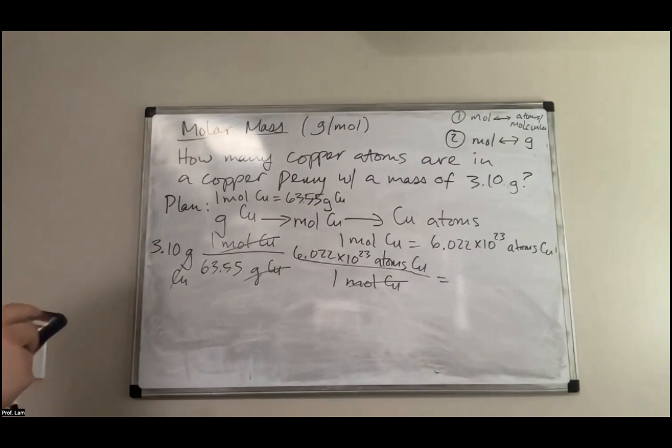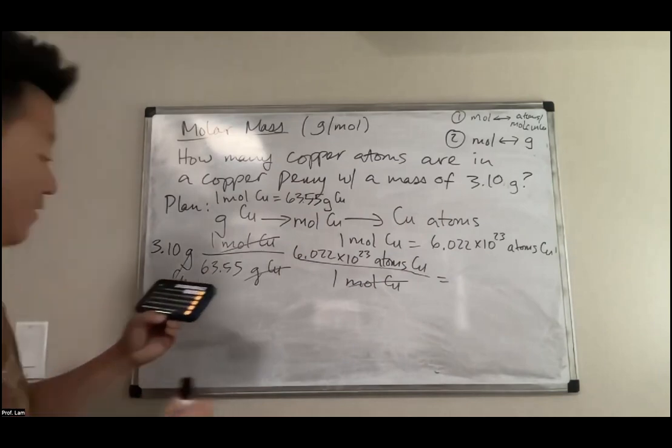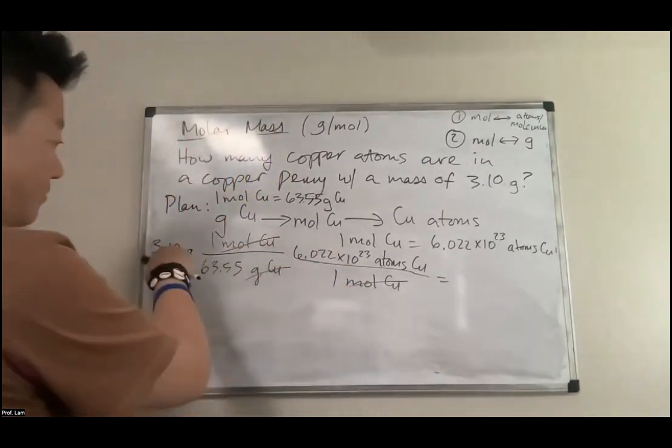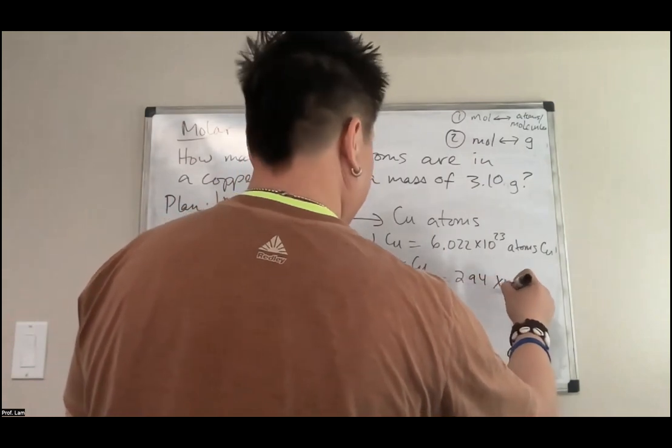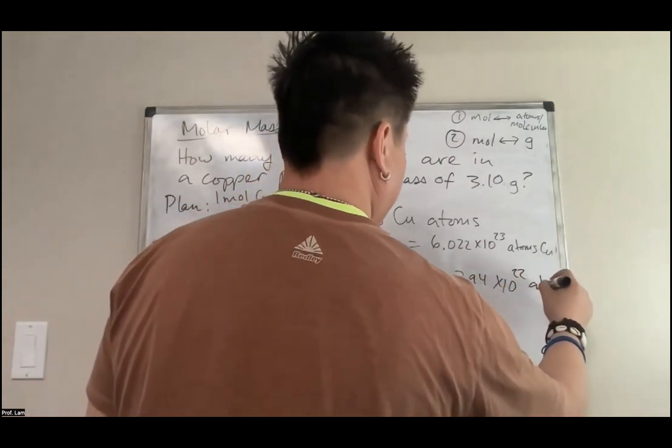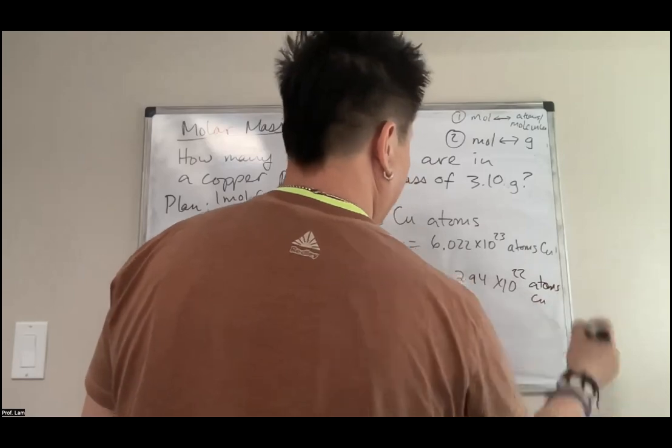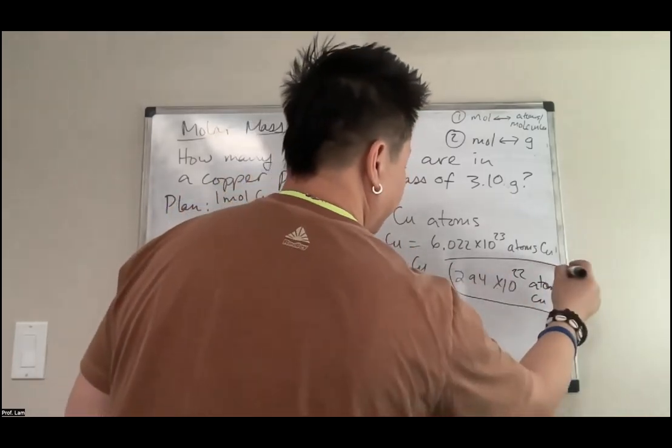So 3.1 divided by 63.55 times 6.022 E23. That's going to be 3 sig figs, so you're going to have 2.94 times 10 to the 22nd atoms of copper.